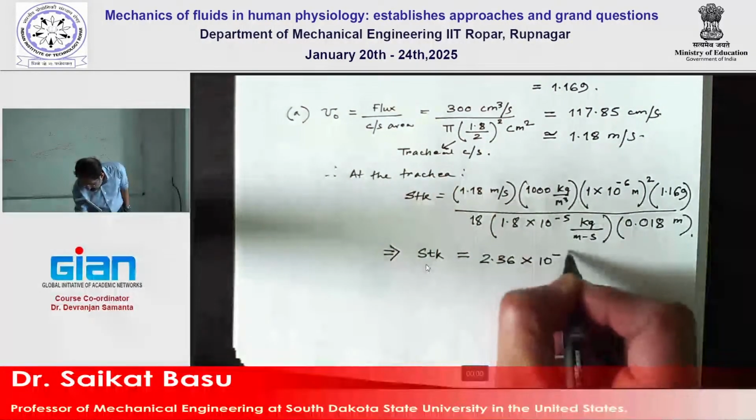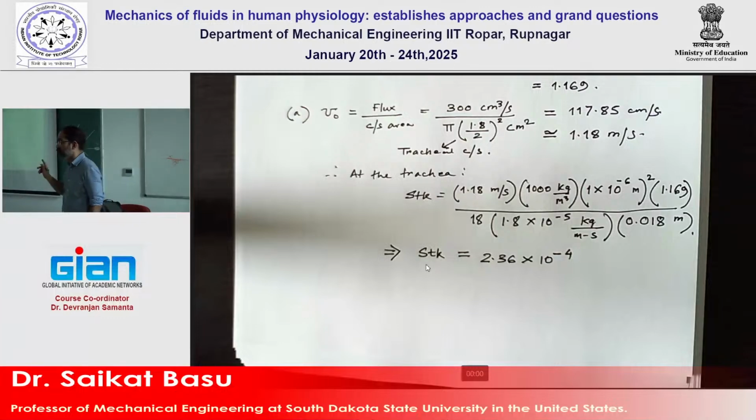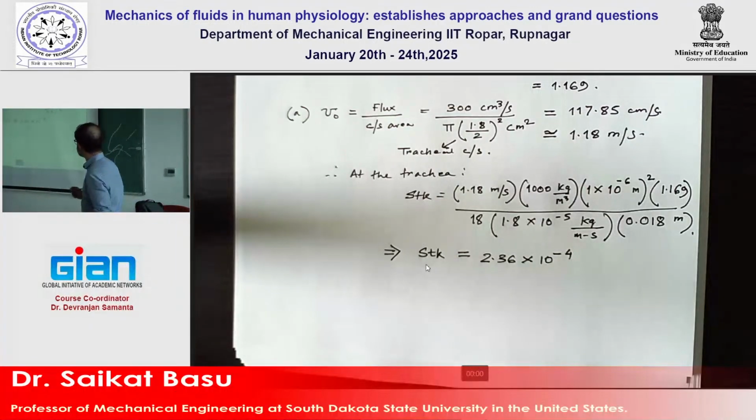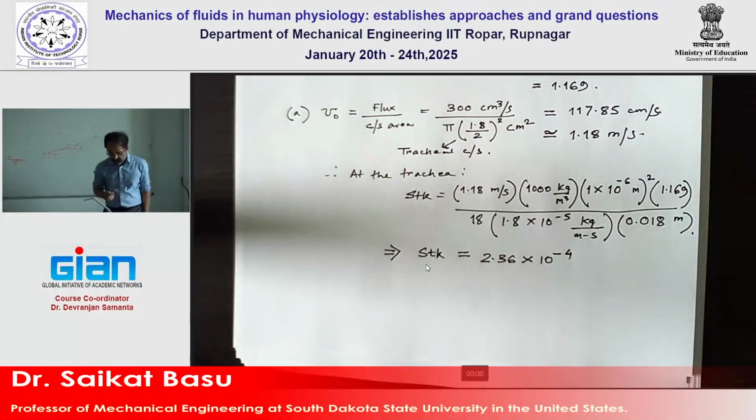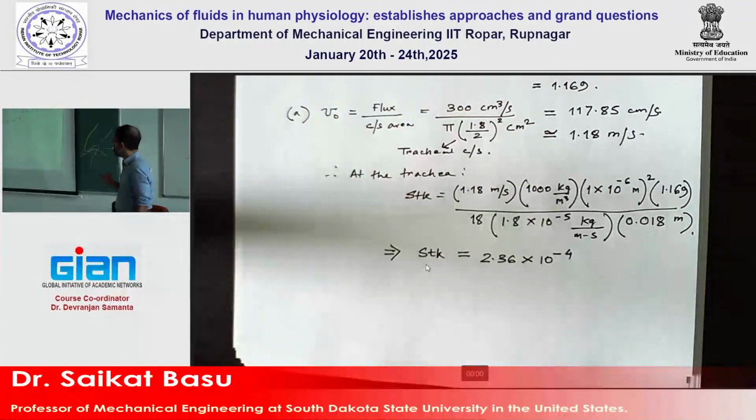I have it as 2.3 times 10 to the power of minus 4. So hopefully I'm correct. If you double check the number, it will still get 10 to the power of minus 2. No, minus 4. Minus 4 is correct. Okay. So this tells us that the Stokes number is very small, even in the trachea. So what does that tell us about the initial impaction?